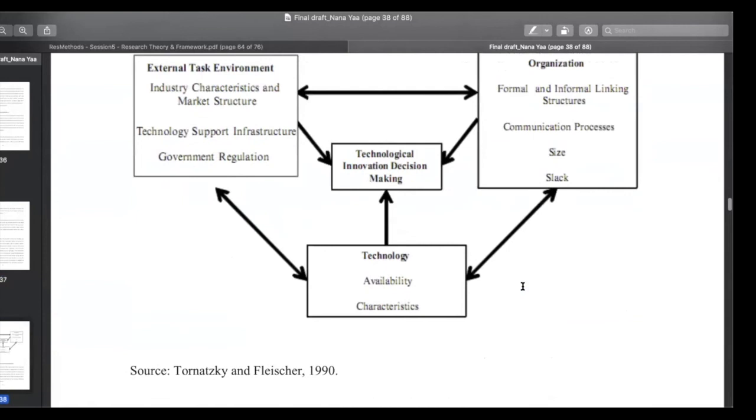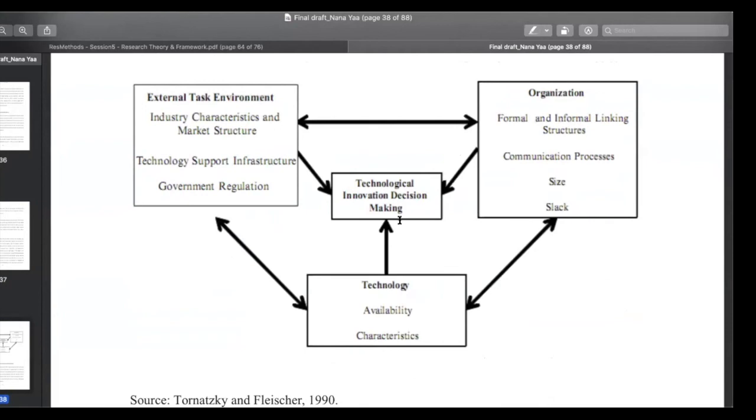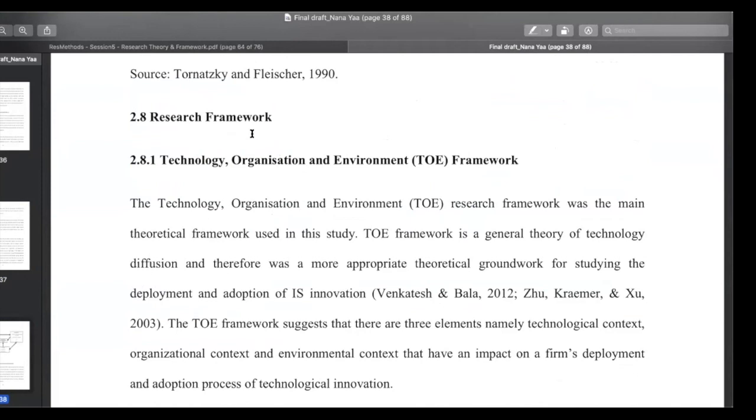So look at it. This is the framework: external, organizational, and technology, and then technology innovation decision-making. Then she applied it to her work, research framework. You see now, technology, organization, environmental framework. Okay, so listen very carefully. The technology, organization, and environment research framework was the main theoretical framework for this study. So he's developing it, he's seen it as a theoretical framework. He's taking it as a theory to use in their work.